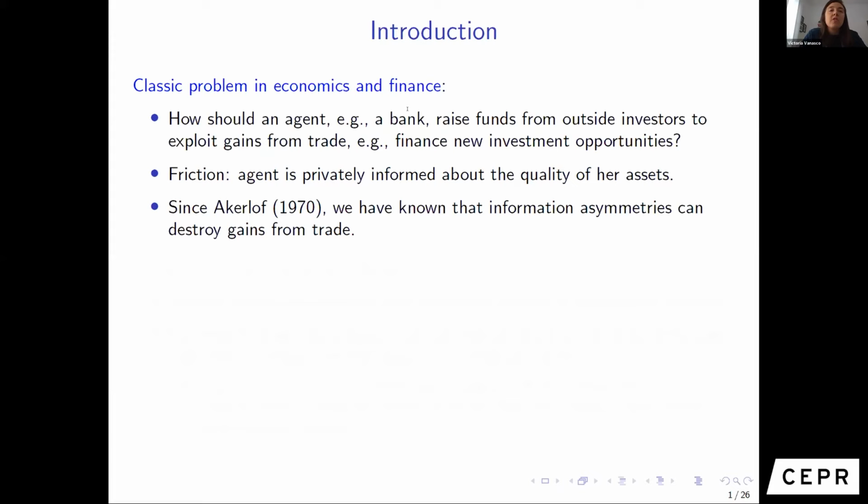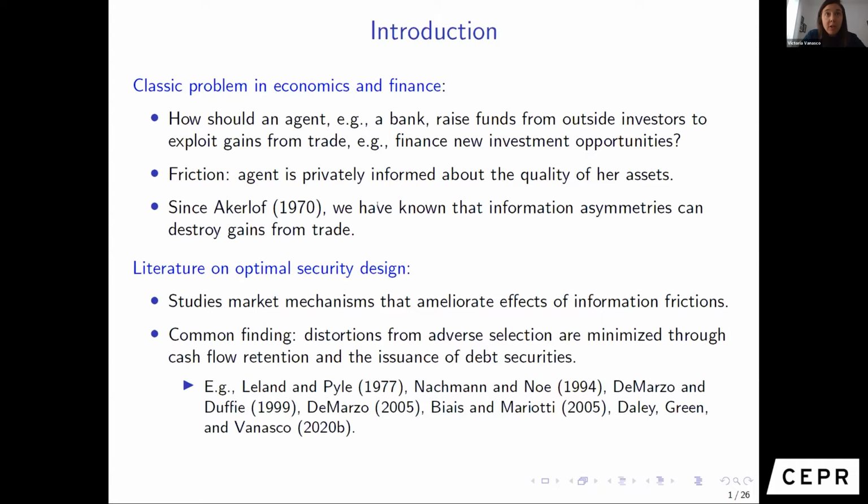No, thanks. So, when you have these situations in which someone is trying to raise funds by selling an asset, but they have private information about that asset, we know since Akerlof that this type of information asymmetry can destroy trade. A large literature has followed. In particular, there's a literature on how to optimally design securities backed by asset cash flows. And this literature tries to study market mechanisms that ameliorate these information frictions.